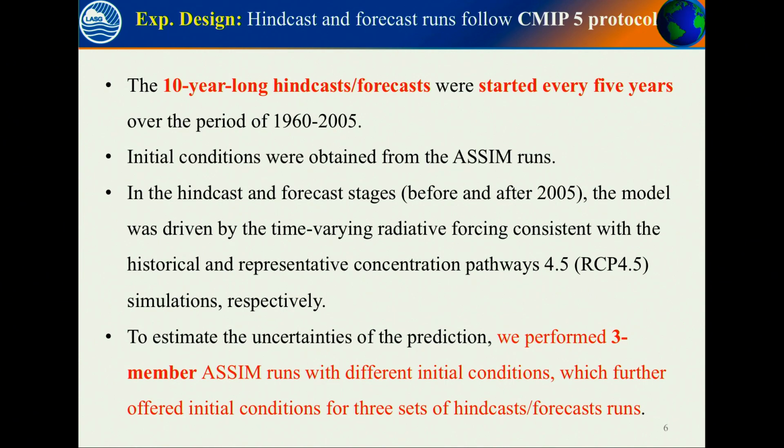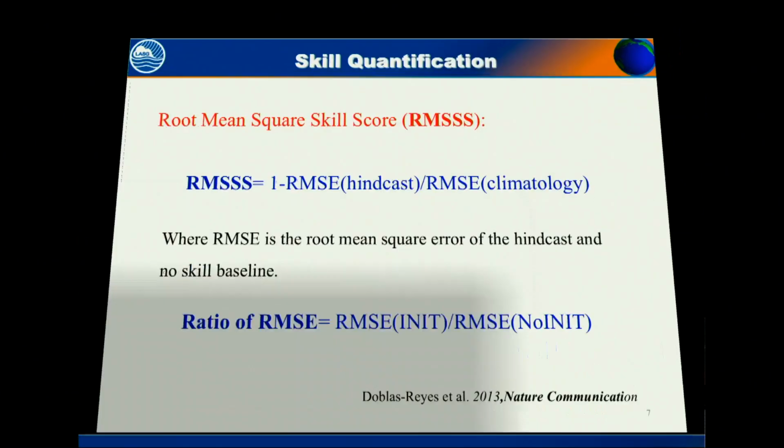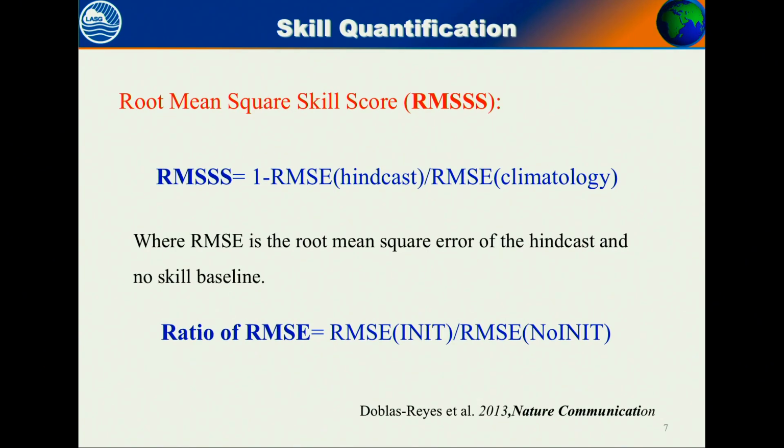For the design of the hindcast, we follow the CMIP5 protocol. We have done 10-year-long hindcasts and forecasts, and we start every 5 years. We have performed 3 ensemble member simulations. To measure the skill of the hindcast, we used the root mean square skill score developed by France. This is also the method used in the IPCC AR5 report.